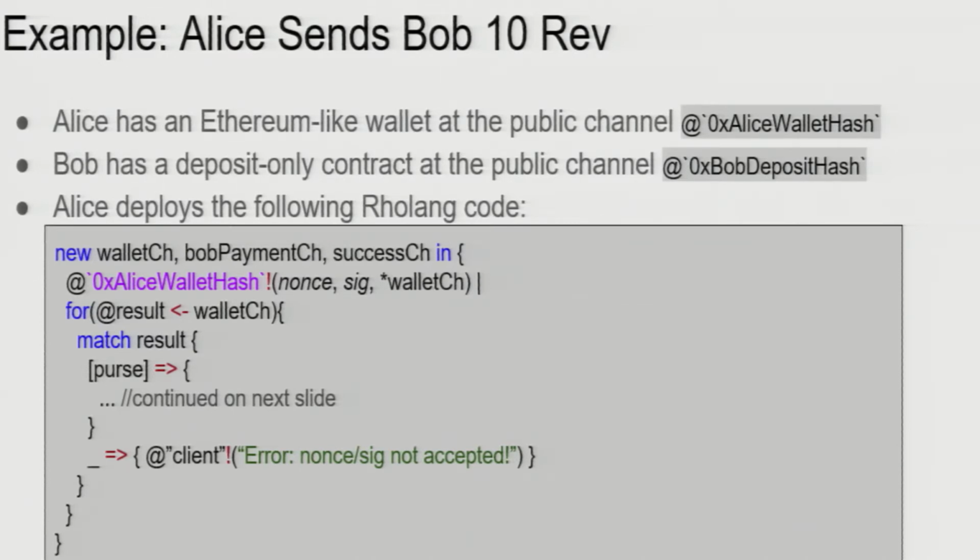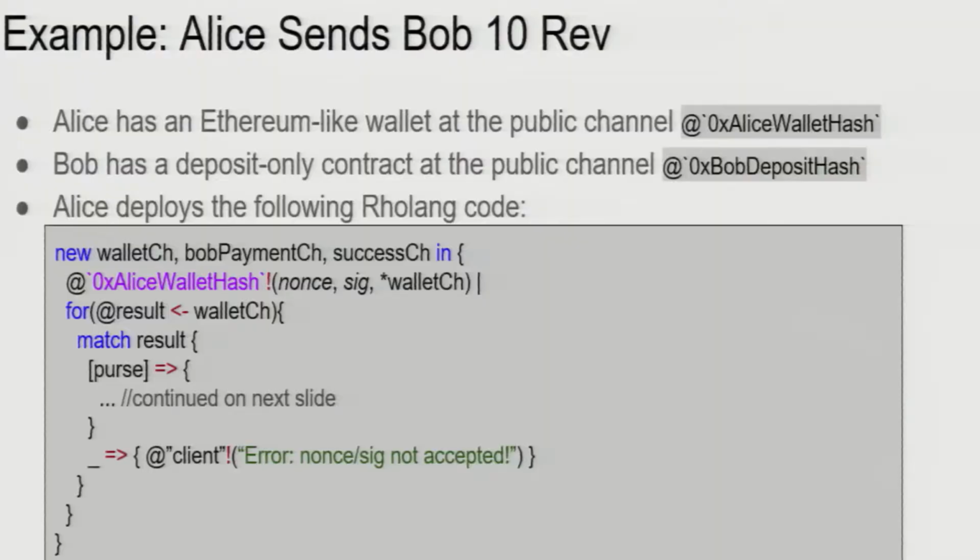So in the first line, we're just declaring a bunch of channels that we're going to use throughout the code. Nothing super interesting there. And on the second line, we are calling the wallet contract. It lives at this public name, and so we can call it in our deployment directly. The nonsense sig there in italics are just placeholders. Imagine that there's actual values in there. That would be valid. And so what this contract is going to do for us is check that the nonsense signature lines up with what it thinks it should be and return us back a result on this wallet channel.